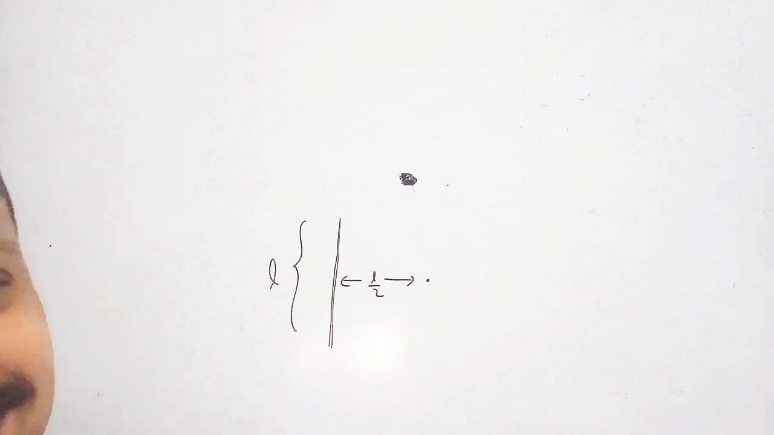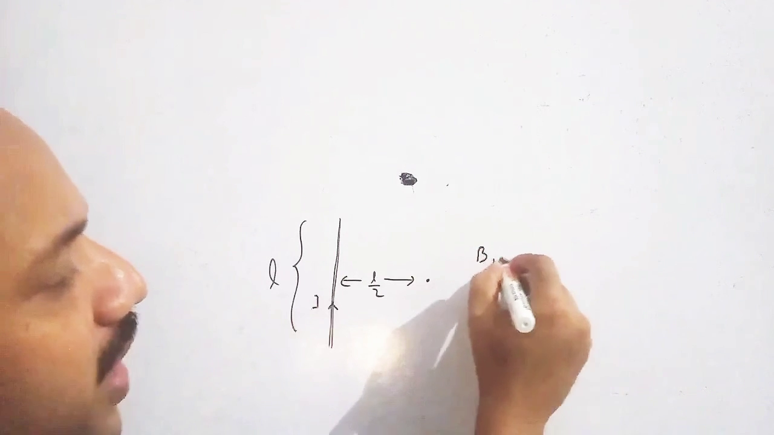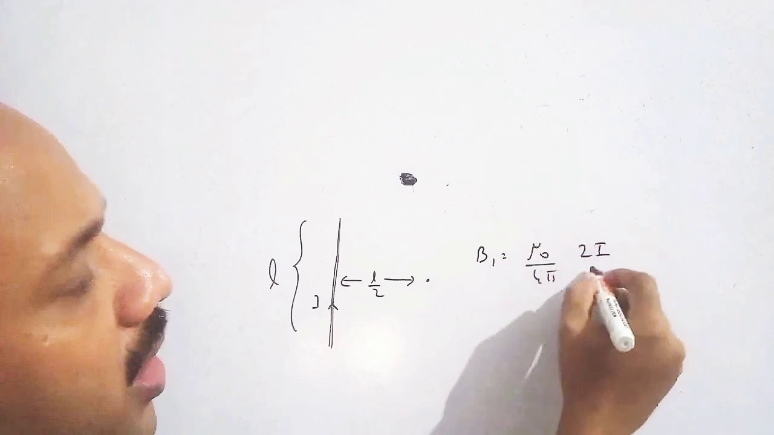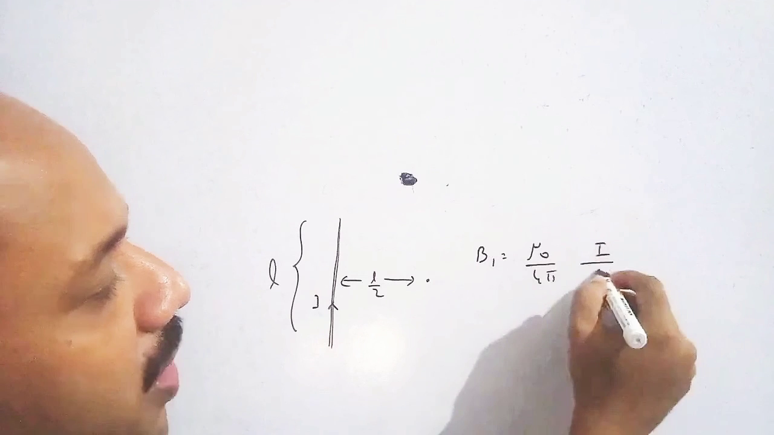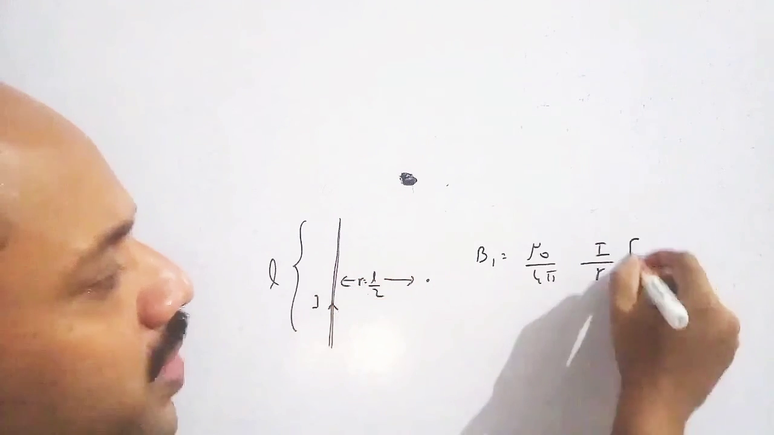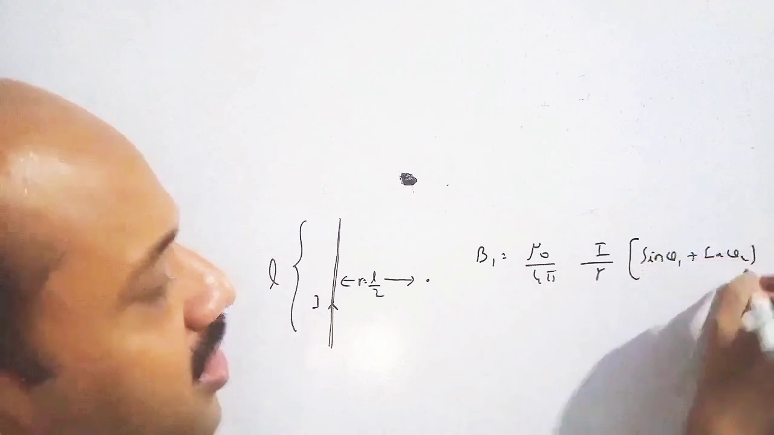Yes, in this case, it's a finite length of wire. Therefore, the equation for magnetic field due to this finite length is mu 0 by 4 pi, I by R, where R is the perpendicular distance, here it is L by 2, into sine theta 1 plus sine theta 2. What is theta 1 and theta 2?